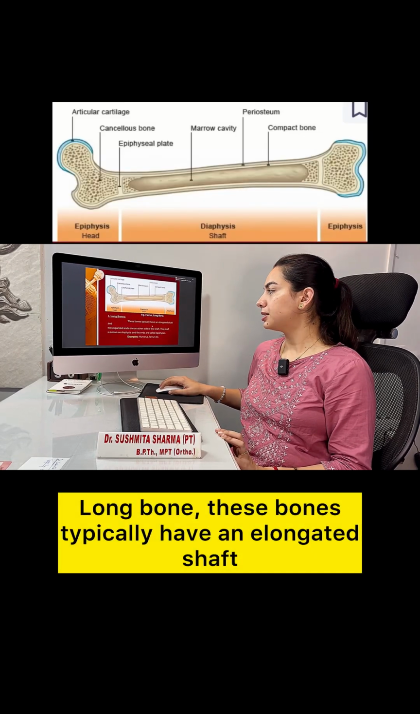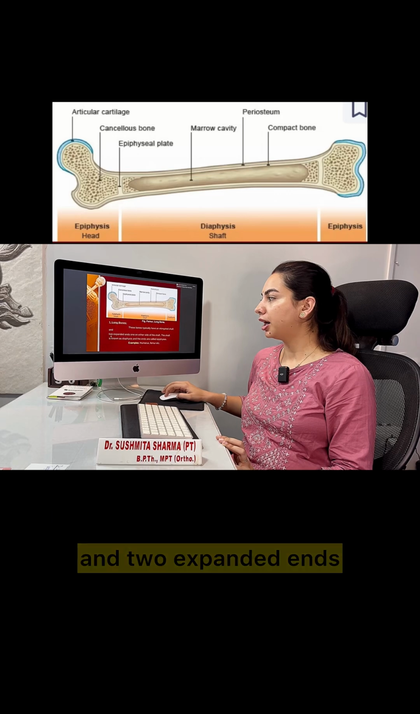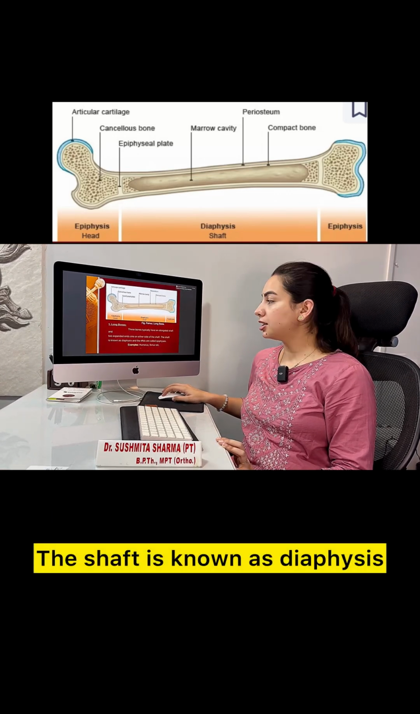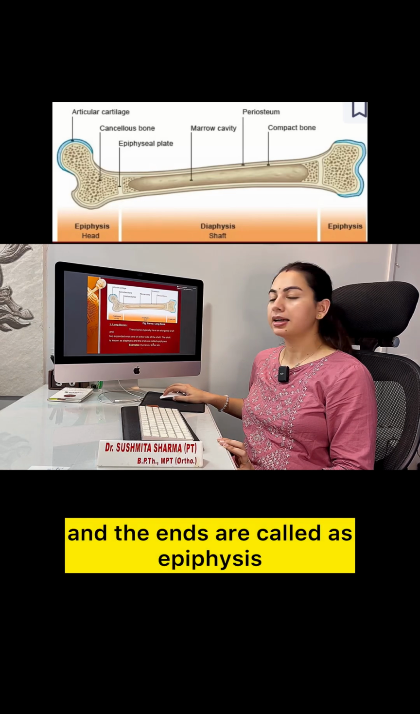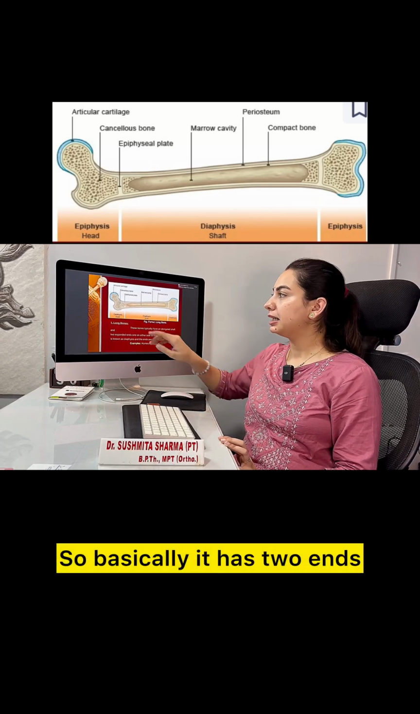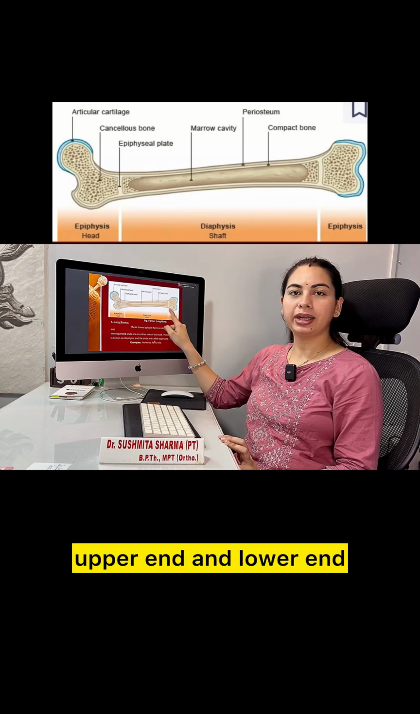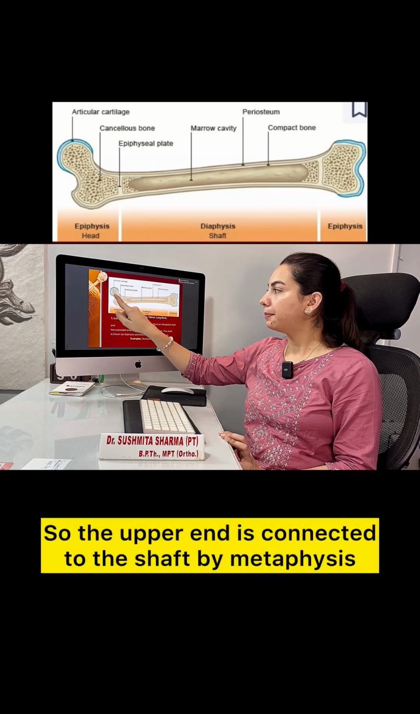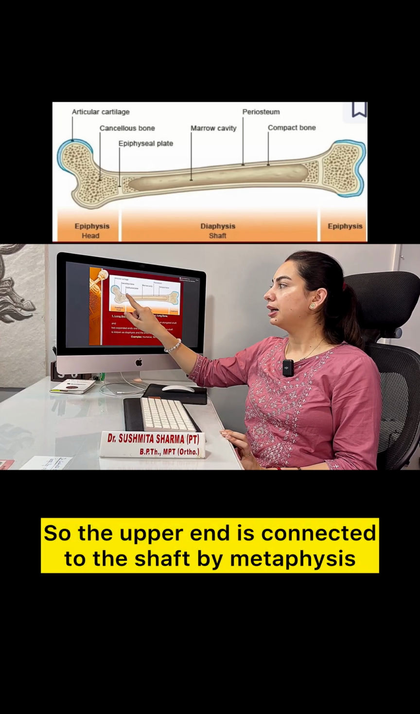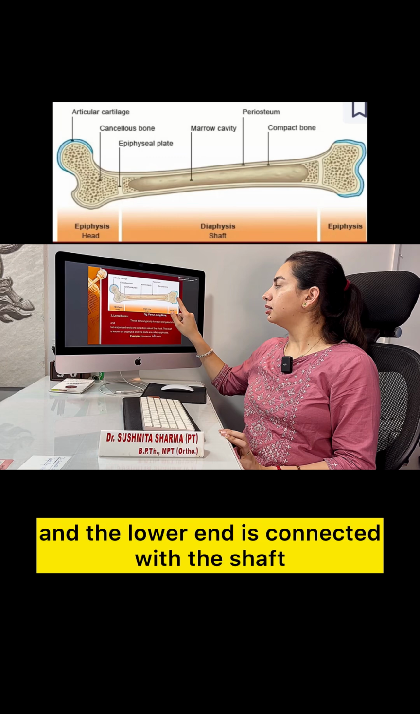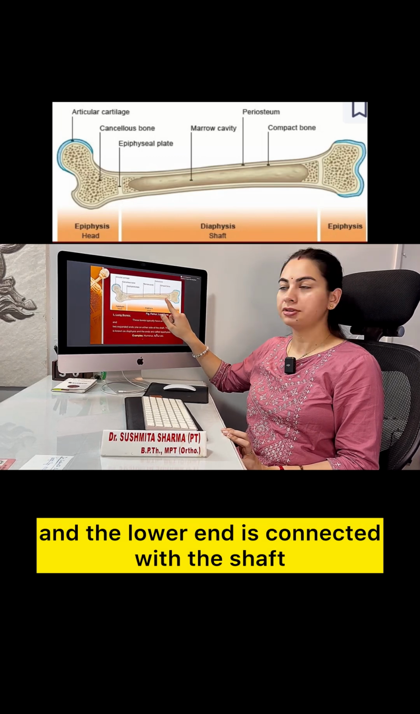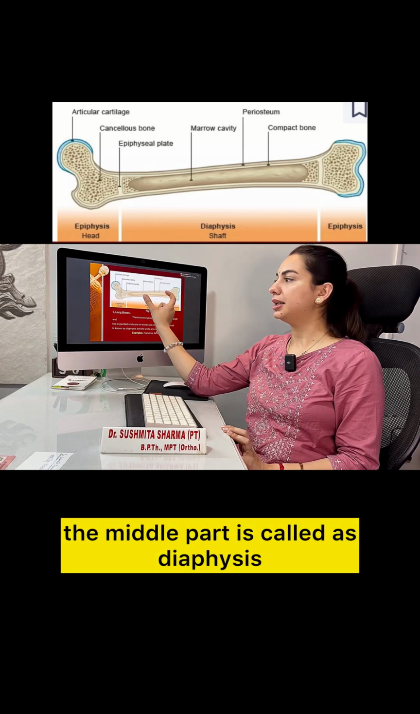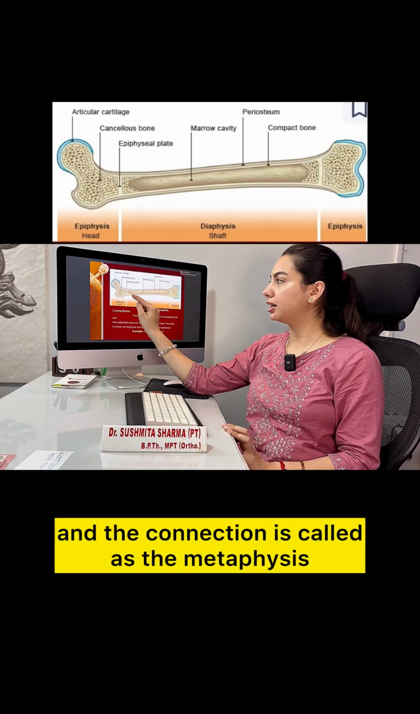Long bone: these bones typically have an elongated shaft and 2 expanded ends, one on either side of the shaft. The shaft is known as diaphysis and the ends are called epiphysis. So basically it has 2 ends, upper end and lower end, and the middle elongated part is called the shaft of the bone. The upper end is connected to the shaft by metaphysis, and the lower end is connected with the shaft by the second metaphysis. So the ends are called epiphysis, the middle part is called diaphysis, and the connection is called the metaphysis.